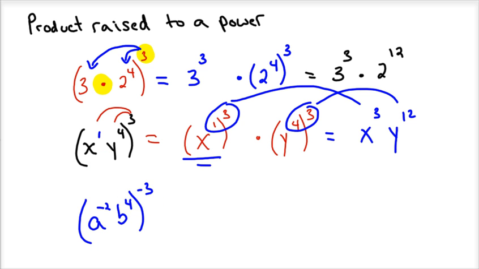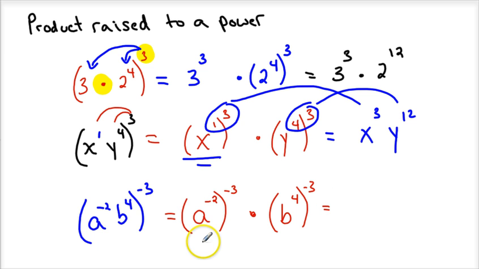Okay, next one. Careful with this one. A to the negative 2nd, b to the fourth, all raised to the negative third. So again, this is like saying a to the negative second power raised to the negative third power times b to the fourth raised to the negative third power equals what? What do I get with my a's? A to what power? A to the negative second raised to the negative third. Excellent. Negative 2 times negative 3 is positive 6. Times b to what power? B to the fourth raised to the negative third power. Excellent. B to the negative 12th.